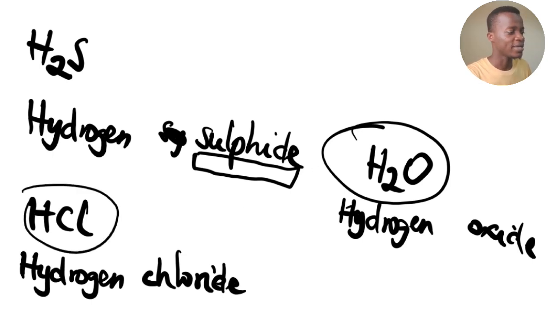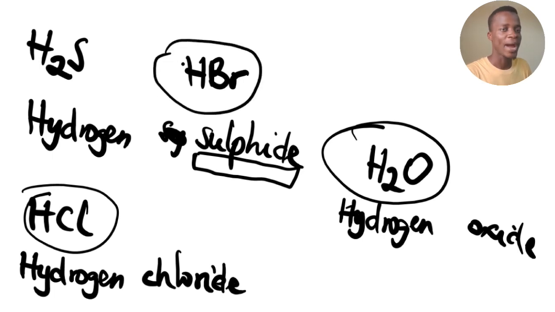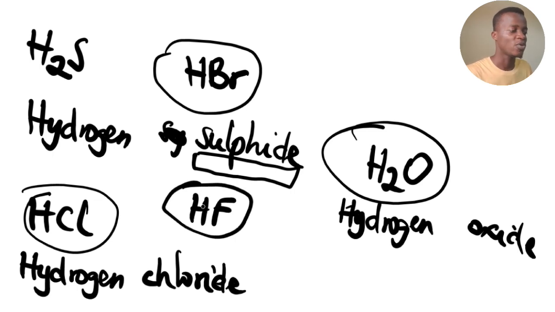But then for these guys, H2S, and then what should I combine again? Hydrogen and bromine, right? This is hydrogen bromide. So that's the behavior of hydrogen. HF is hydrogen fluoride, right? What other thing is there?